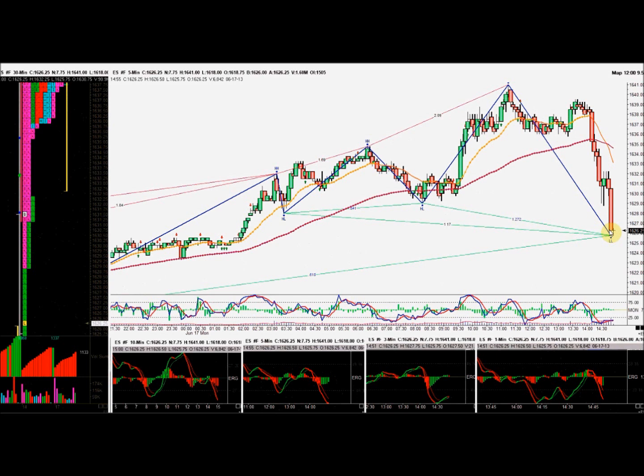What I'm going to do is, I just accidentally hit my buy market order button, and I just filled at 1626.50. So I guess that's the end of my run here at 9 points. I guess I can't complain about that. So we're doing good. Let's see what the rest of the afternoon has in store for us.